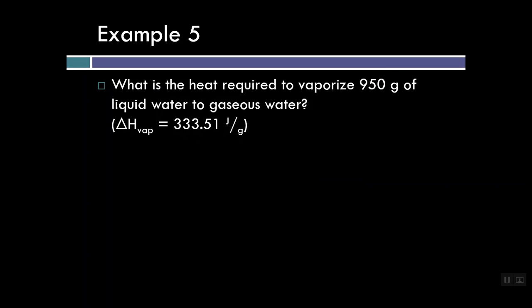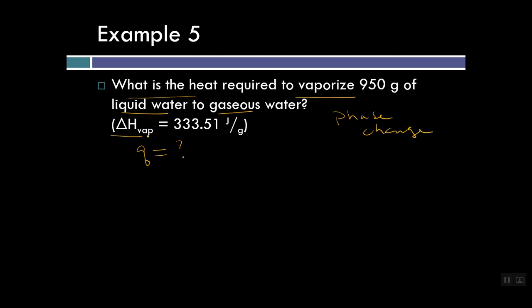We can do this because if you have an equation, you can solve any problem. So it says, what is the heat? That's my unknown. Q is my unknown. I'm vaporizing something, so I'm going from a liquid to a gas, which is what it says, liquid to gas. So that's a phase change.